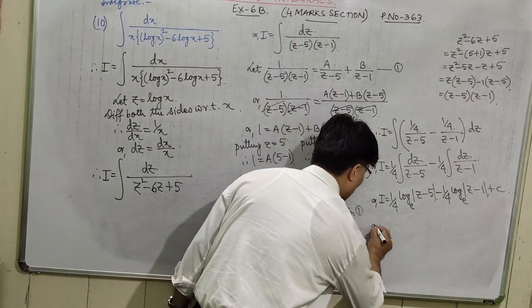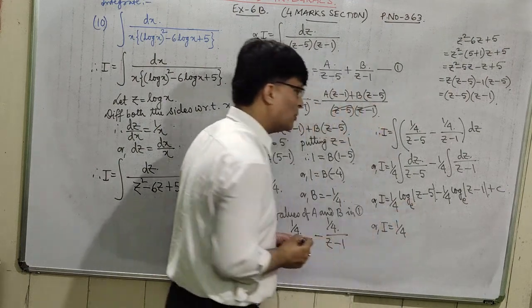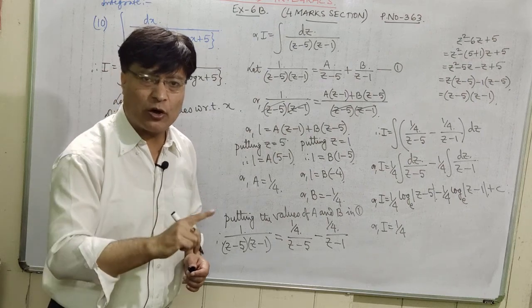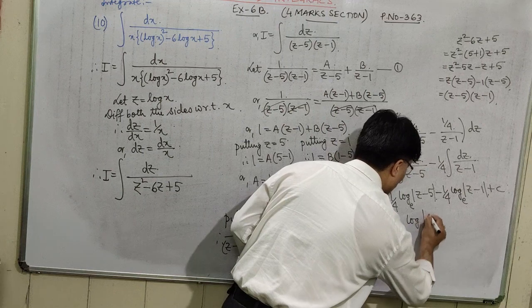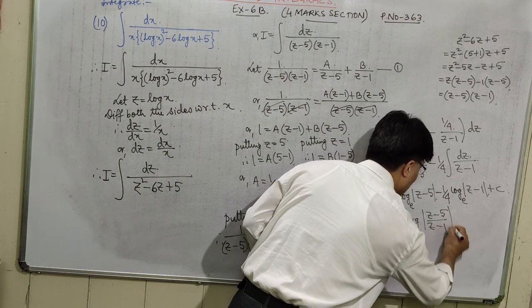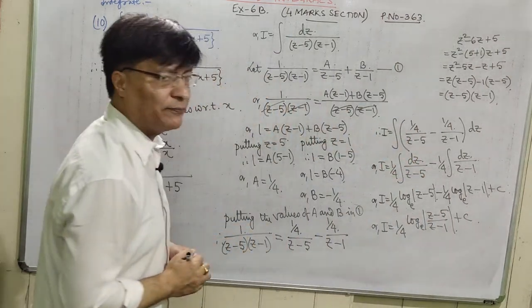So what is common out here? 1/4. So here 1/4 is taken common. If 1/4 is taken common, it will be in the form of log a minus log b. What is log a minus log b? Log of a by b. So it is log of z minus 5 divided by z minus 1. The base is e, then plus c.